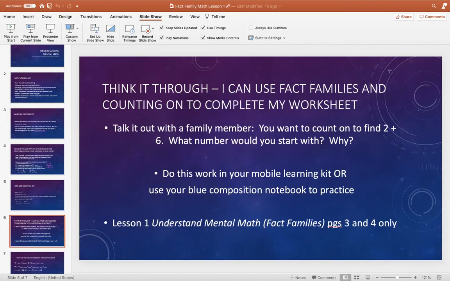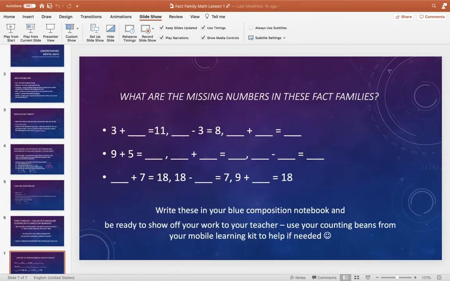Let me make sure and check my screen one more time that we have it all up. Oh no, I have one more thing to show you. This is how we're going to leave the lesson. So I'm going to share my screen one more time. And in your blue composition notebook, we want to know what are the missing numbers in these fact families. You'll need to write these down.